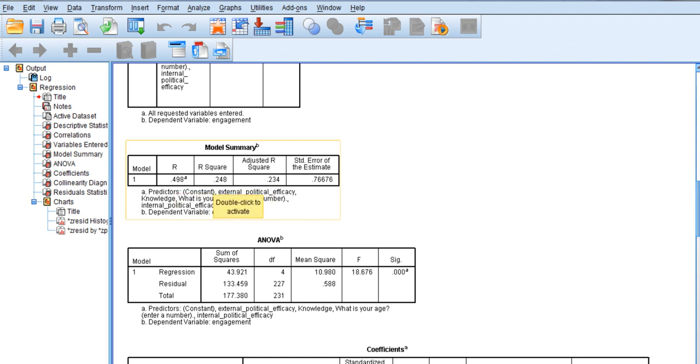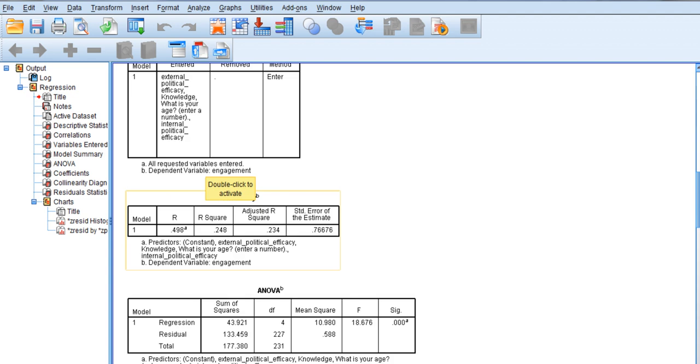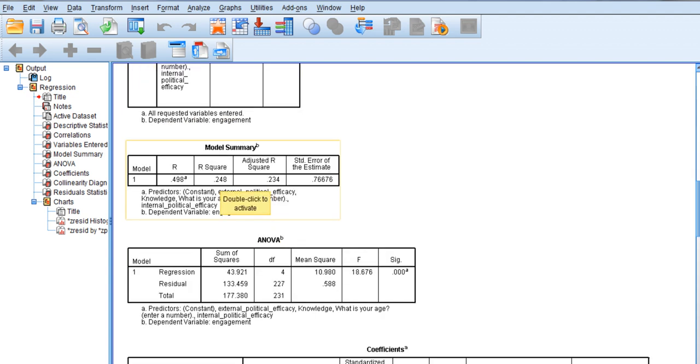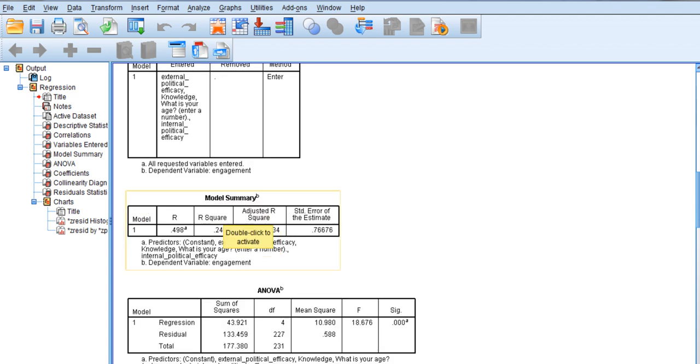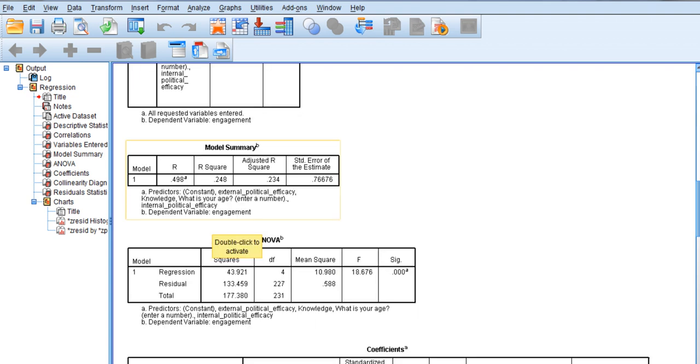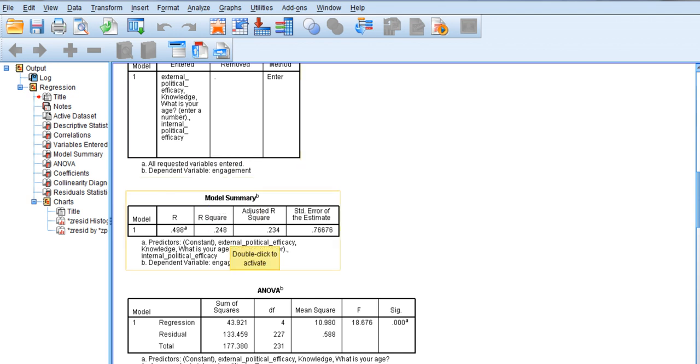0.49. The R squared is the proportion of the variance in the dependent variable or the criterion that is collectively accounted for by the predictors. So we're accounting for approximately 25% of the variance in political engagement with our predictors. Adjusted R squared is an adjustment on that to correct for random associated variance, but still in the same ballpark as our R squared value.